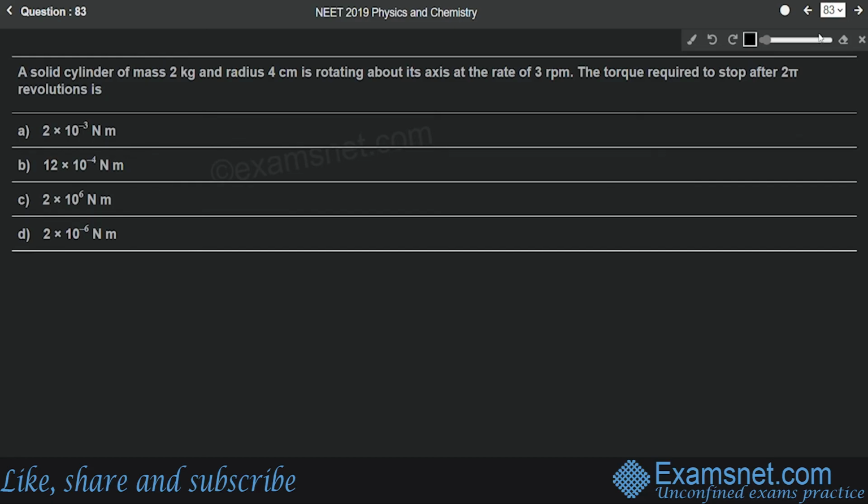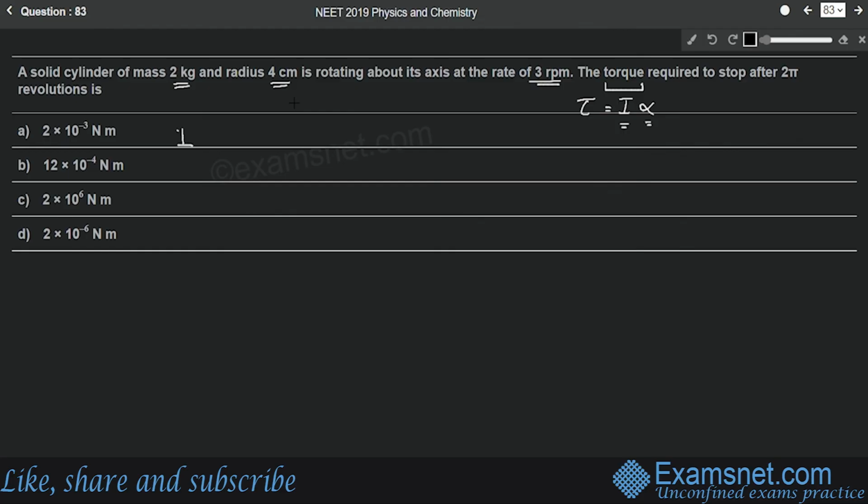Question number 83 is from the chapter Systems of Particles and Rotational Motion, and the question is: a solid cylinder of mass 2 kg and radius 4 cm is rotating about its axis at the rate of 3 rpm. The torque required to stop it after 2 pi revolutions is... okay, so we have to calculate the torque, and torque, that is tau, is equal to moment of inertia I into angular acceleration alpha. In order to calculate the torque, we should know the value of moment of inertia as well as angular acceleration. So let's find out the moment of inertia first.